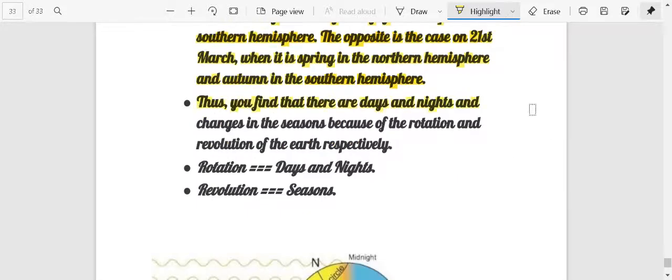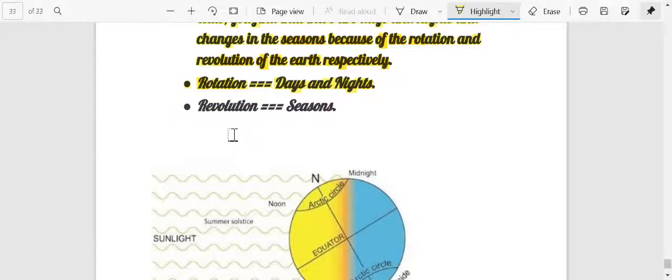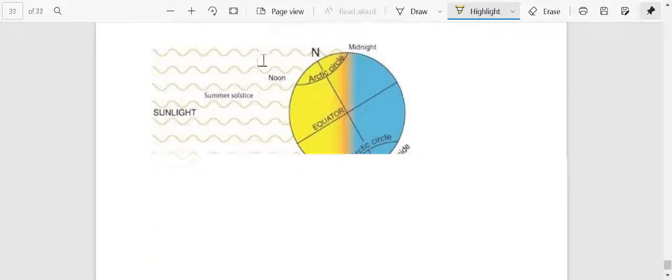Thus you find that there are days and nights in these seasons. There are days and nights and changes in seasons because of the rotation and revolution of Earth respectively. Rotation is equal to days and night, revolution is equal to seasons.